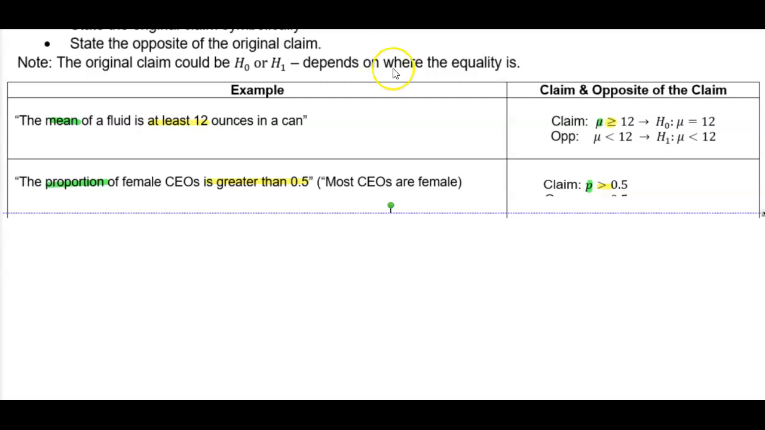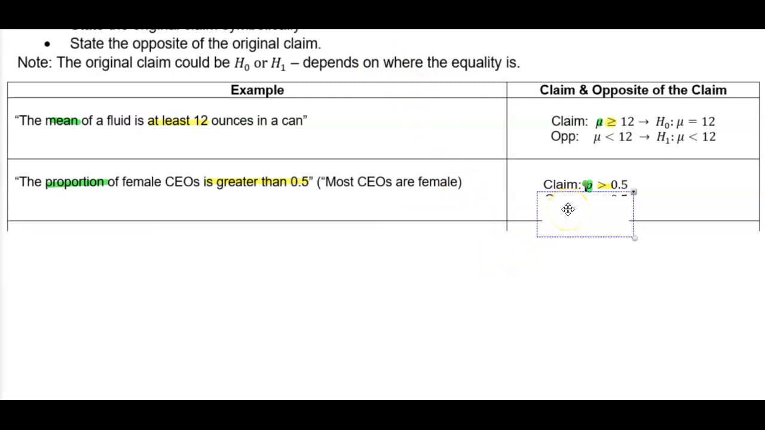So therefore, now we need to look at the opposite of that. Now, what would be the opposite of this? Well, the opposite would then be less than or equal to. So we would say that the proportion is less than or equal to 0.5, since that's the opposite of greater than. Okay, now keep in mind that wherever the equality is, that's where you're going to define the null hypothesis. So here you can see that this has the equal sign in the opposite, so that means that the null is going to be the proportion, which is equal to 0.5.